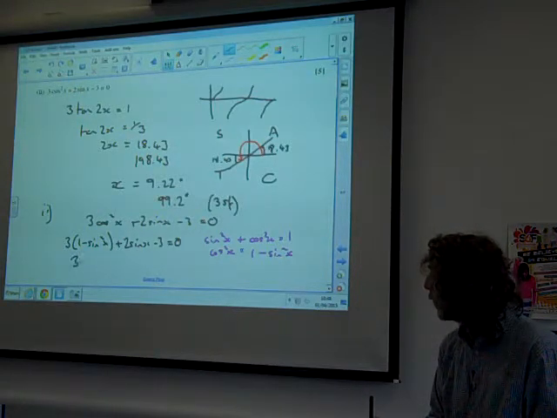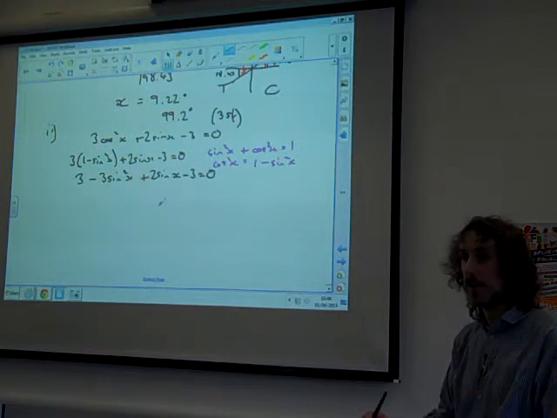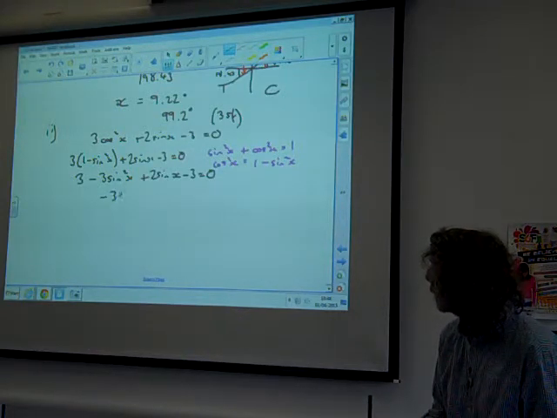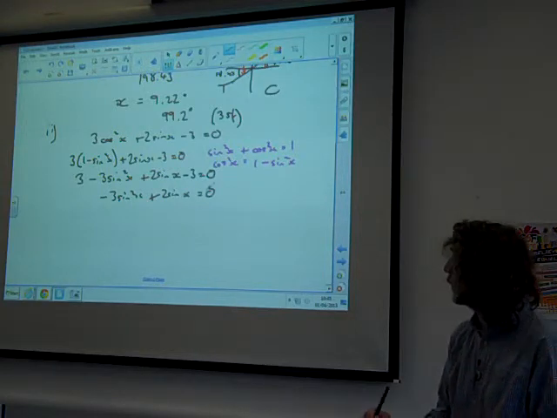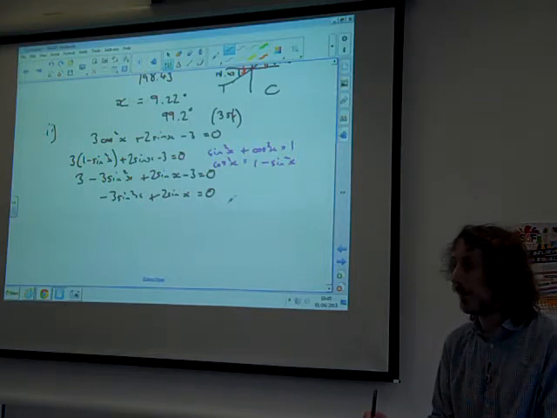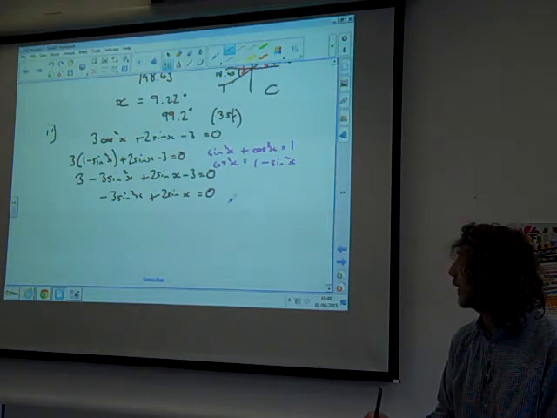We've got 3 minus 3 sine squared x plus 2 sine x minus 3 equals 0, which if we collect like terms together, we end up with minus 3 sine squared x plus 2 sine x equals 0. Now, I often prefer to have the coefficient of the squared term as being positive, because it makes things a little bit easier.